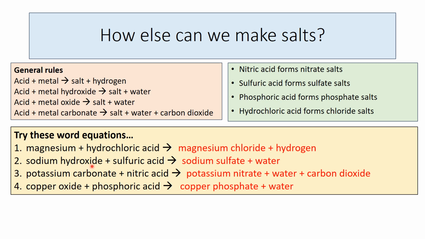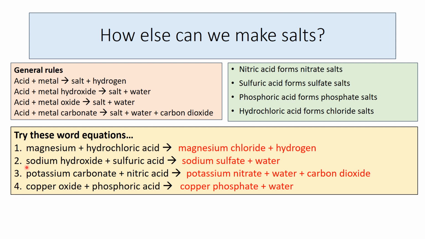The second example, we've got sodium hydroxide, which is a metal hydroxide, reacting with sulfuric acid. So again, I make a salt, sodium sulfate. However, this falls into the second equation here. An acid plus a metal hydroxide makes a salt and water. So the salt is sodium sulfate, and obviously we form water as well. The third example fits into the last general rule, in terms of we have here a metal carbonate. Potassium carbonate plus nitric acid makes potassium nitrate, that's our salt here, water and carbon dioxide.